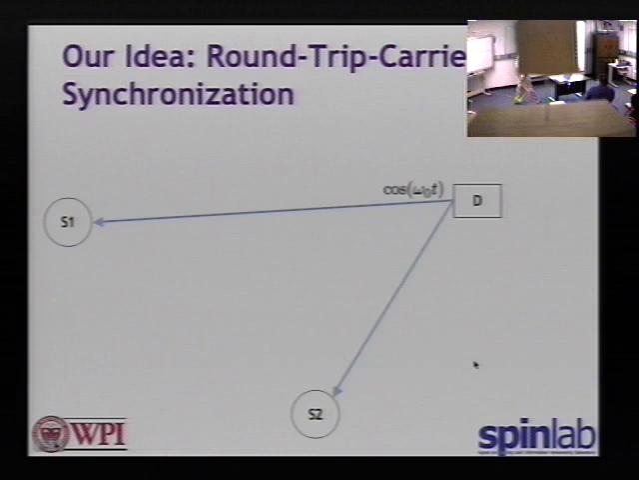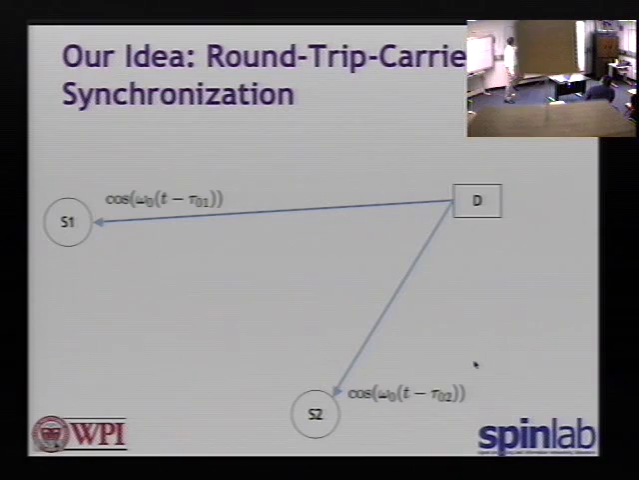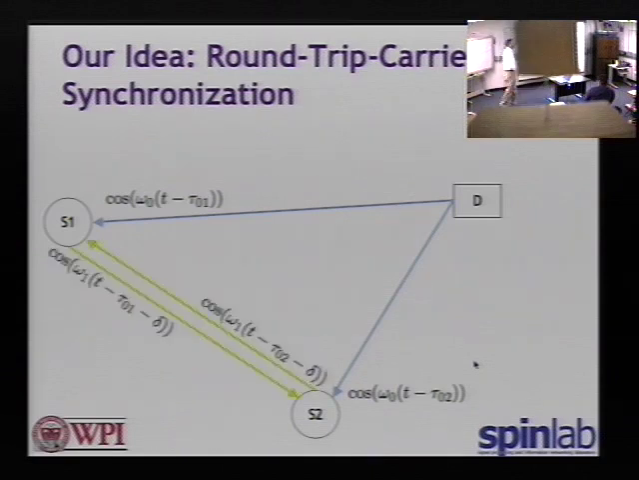The destination is going to send out just a carrier, cos omega 0 t, right? The sources receive that carrier, single path channels, no multipath right now. The sources receive that carrier, but they're going to receive it with a time delay, tau 01 and tau 02, right? Just free space propagation, simple model. The sources now use what's called a frequency synthesis PLL, internal, to generate a new frequency, omega 1, and there's going to be some phase delay incurred in that PLL, right? You can't get through the PLL without some kind of phase delay, so the phase delay is represented as delta. Is it the same for both?